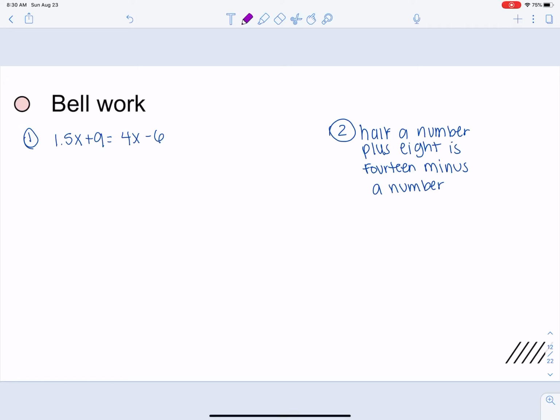Let's go ahead and review our bell work. So of course, our goal to solve these equations that have variables on both sides, we need to get variables to one side and constants to the other. So I'll go ahead and start moving my variables. I've been moving them to the left side, so I'm just going to continue to do that, but that doesn't mean you have to do that. Just make sure that you're consistent in what you do.